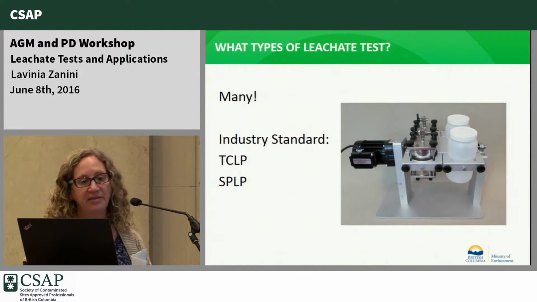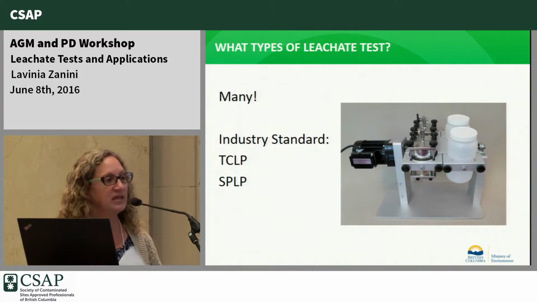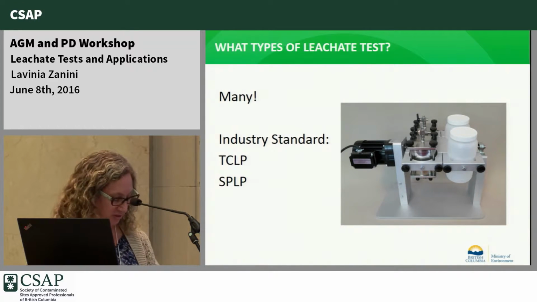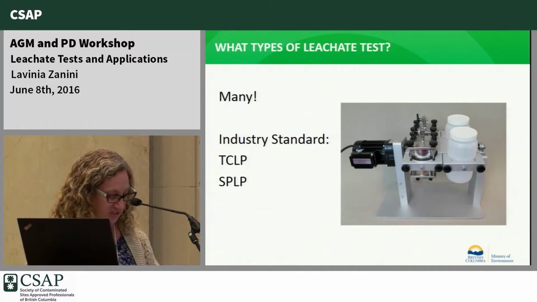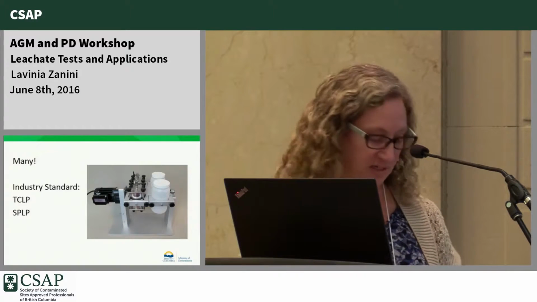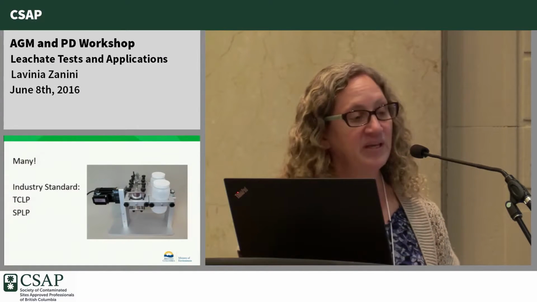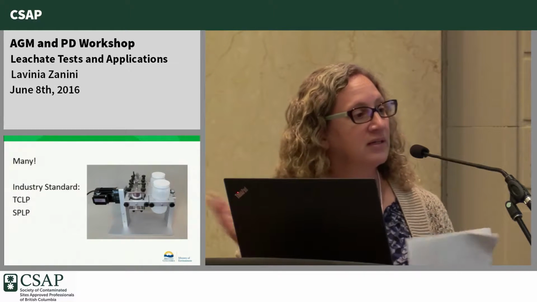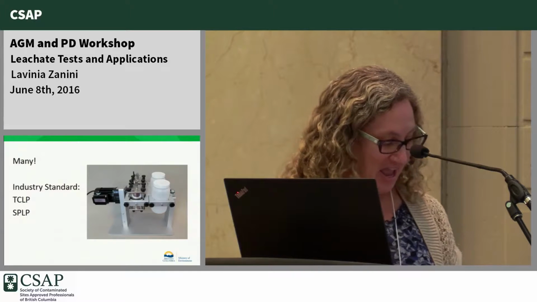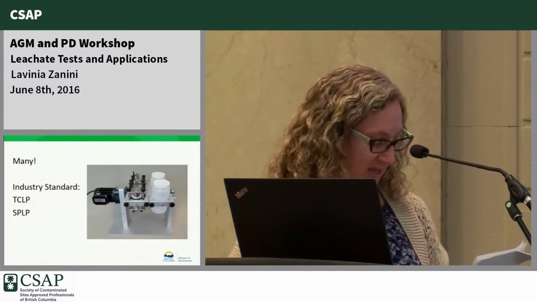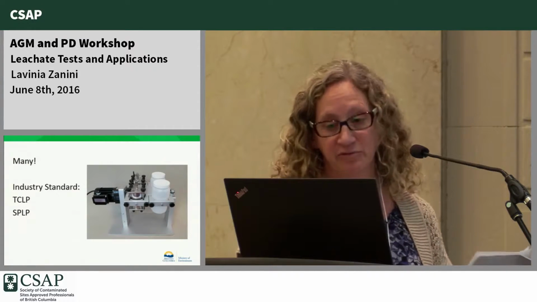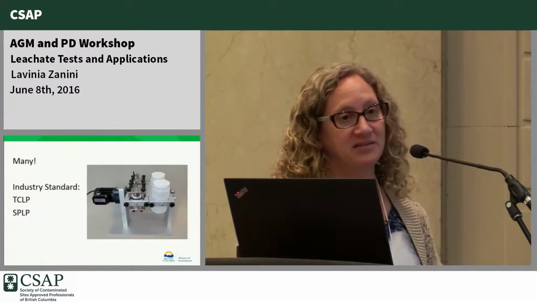The other method that many jurisdictions use is SPLP, synthetic precipitation leaching procedure. It's very similar. They use a different acid, nitric or sulfuric. The pH is 5.2 if you're west of the Mississippi. And it's a 20-to-1 ratio, and particle size reduced as well, same as TCLP, 18 hours of rotation, and it's supposed to simulate acid rain.